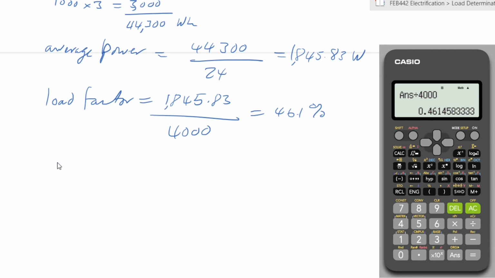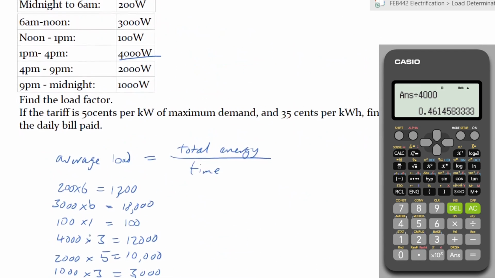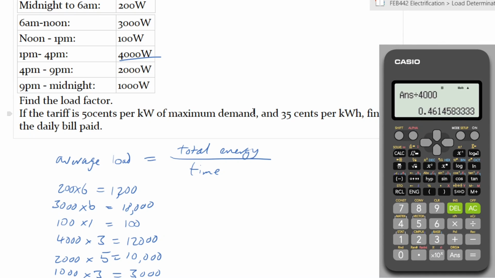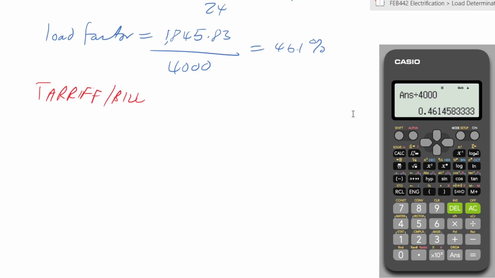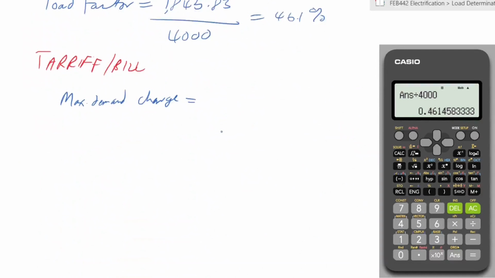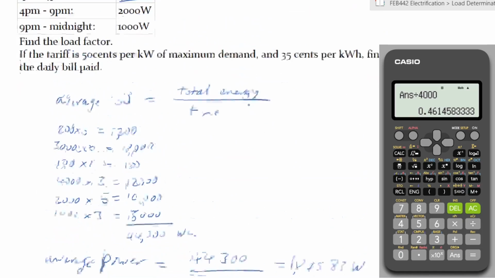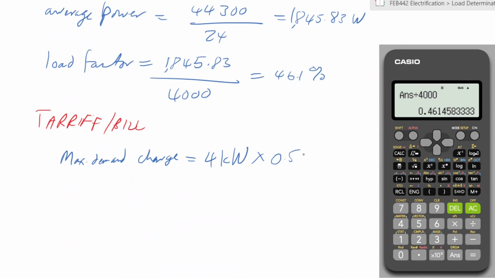So now let's look at the tariffs. So your tariff and the bill. So the bill was being charged. You have a certain fee per kilowatt of maximum demand and a certain fee per energy. This is a common way of charging. So your fee for maximum demand. The maximum demand was 4,000 watts. So let's convert it to kilowatts. So 4 kilowatts, you divide by 1,000 times the charge is 50 cents. So 0.5. That gives you 2 shillings.